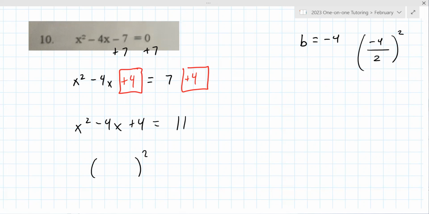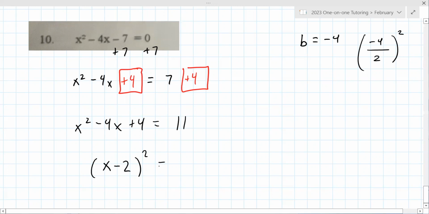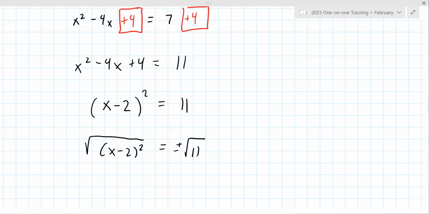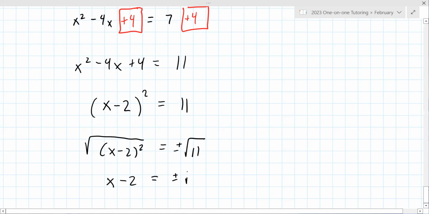X minus 2 squared equals 11. Great. Now this is the first time that we cannot take the square root perfectly of the right-hand side. Like there is no perfect square root of 11. Do you agree with that? Yeah. Right. So what do we do? Well, you don't do anything. You just leave it as the square root of 11.